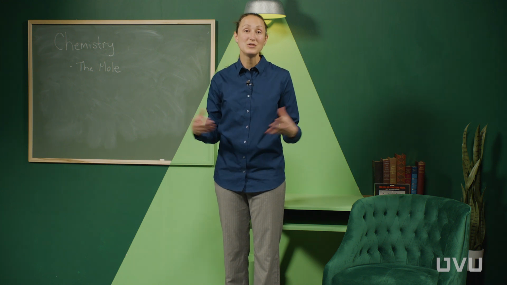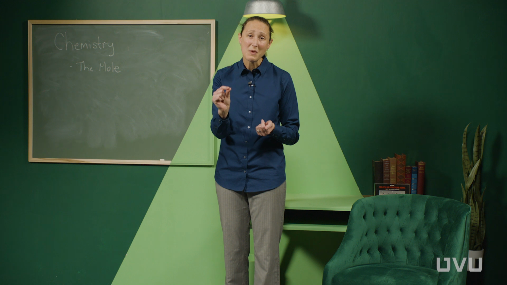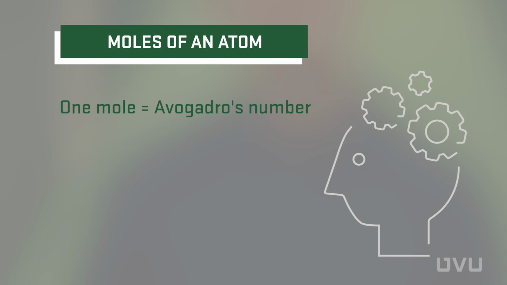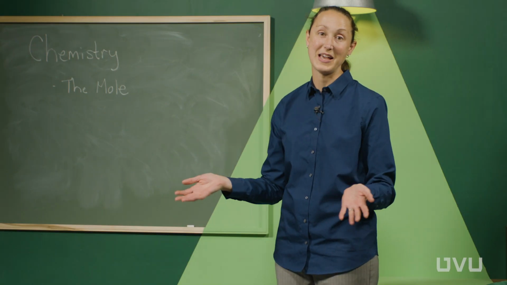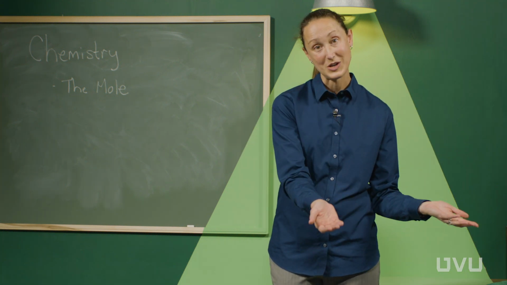Well, in chemistry, we like to group things just like you do with a dozen, but we're talking about atoms, and atoms are so small that we need to talk about them in mass with big numbers. And so a mole is a way to do that. 1 mole of something is equal to Avogadro's number of that thing, which is 6.022 times 10 to the 23rd. So if I have a mole of atoms, I have an Avogadro's number of those atoms. Just like if you have a dozen donuts, you have 12 donuts.